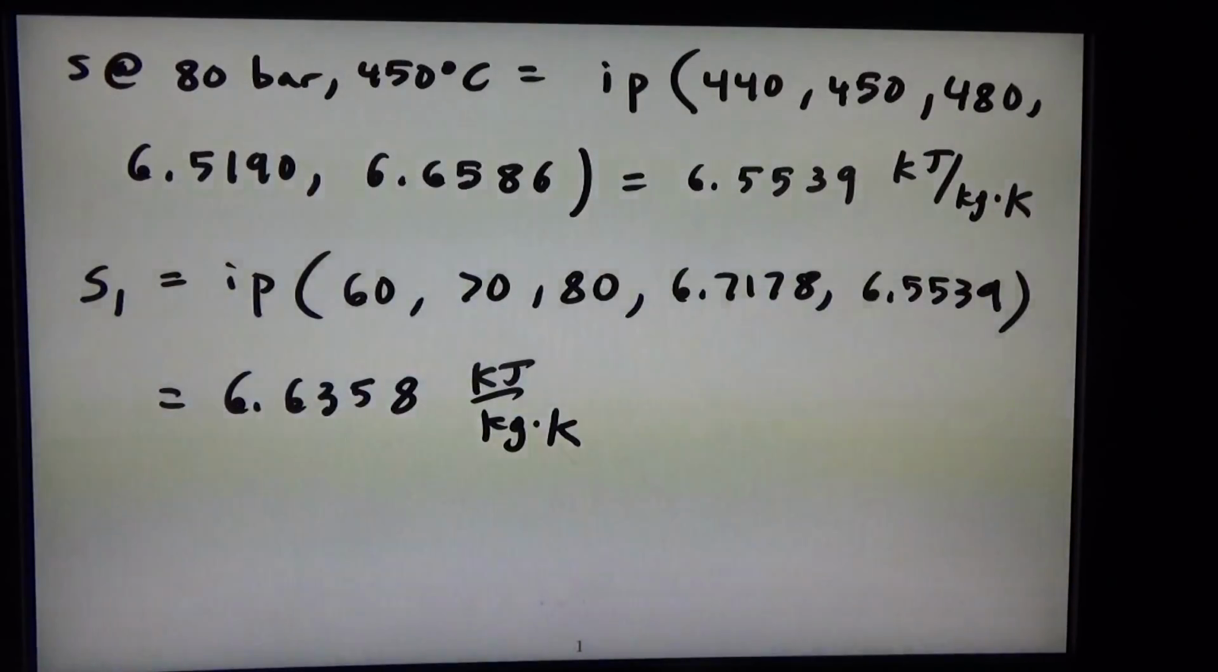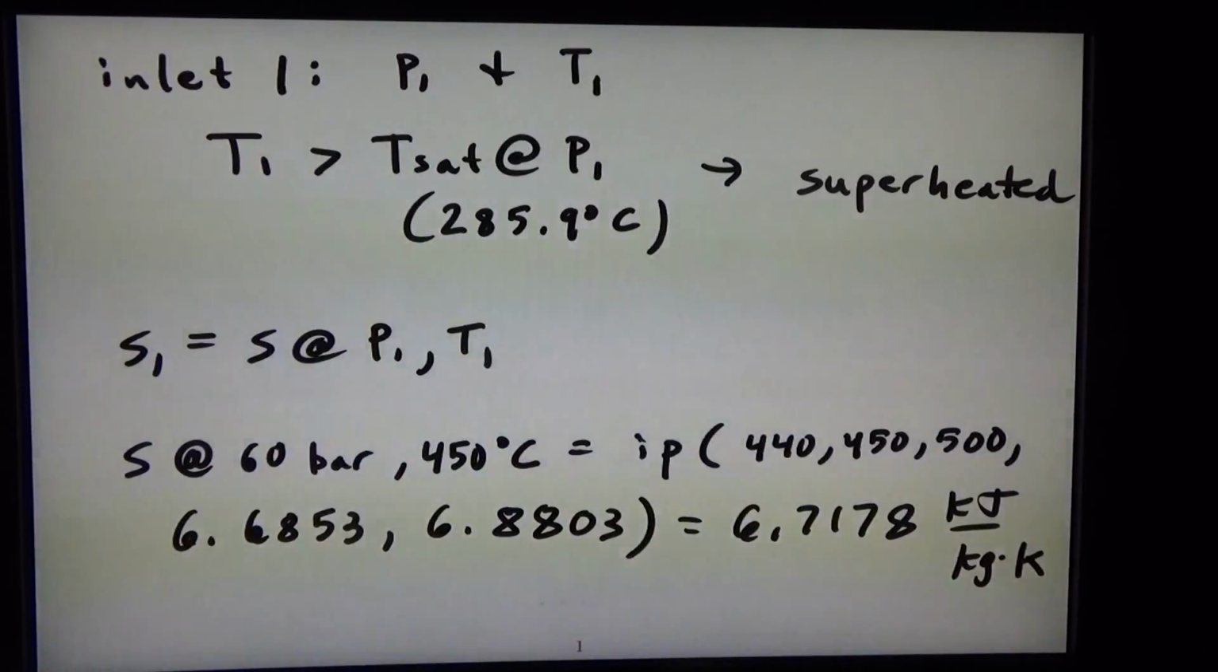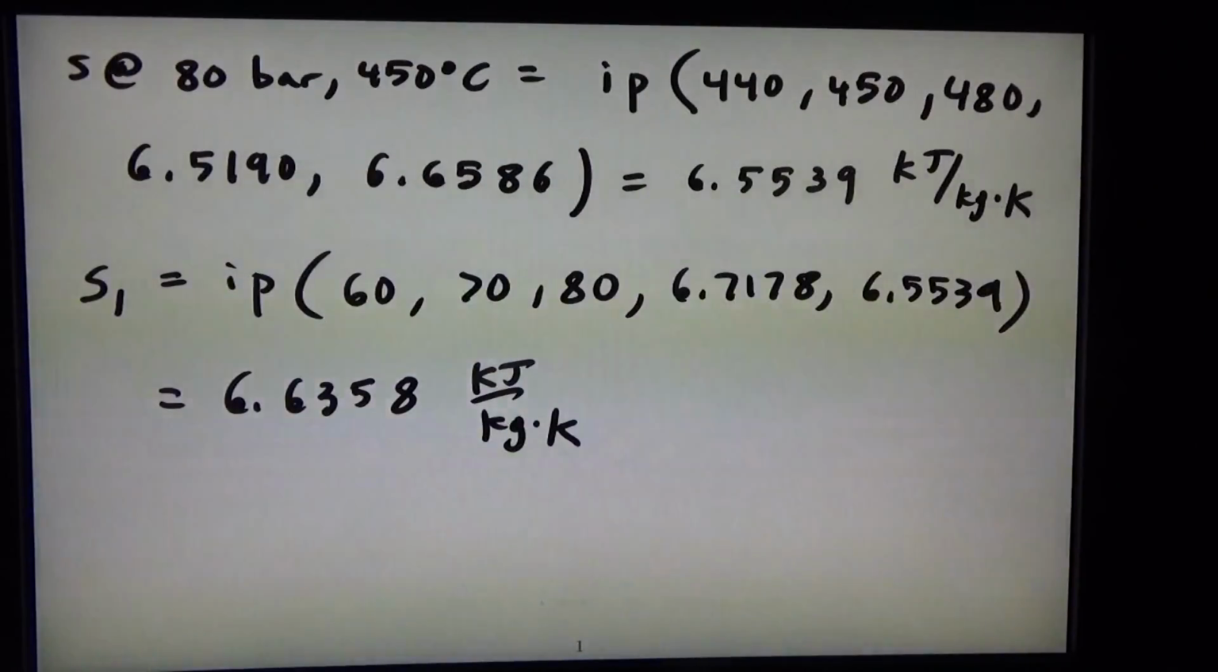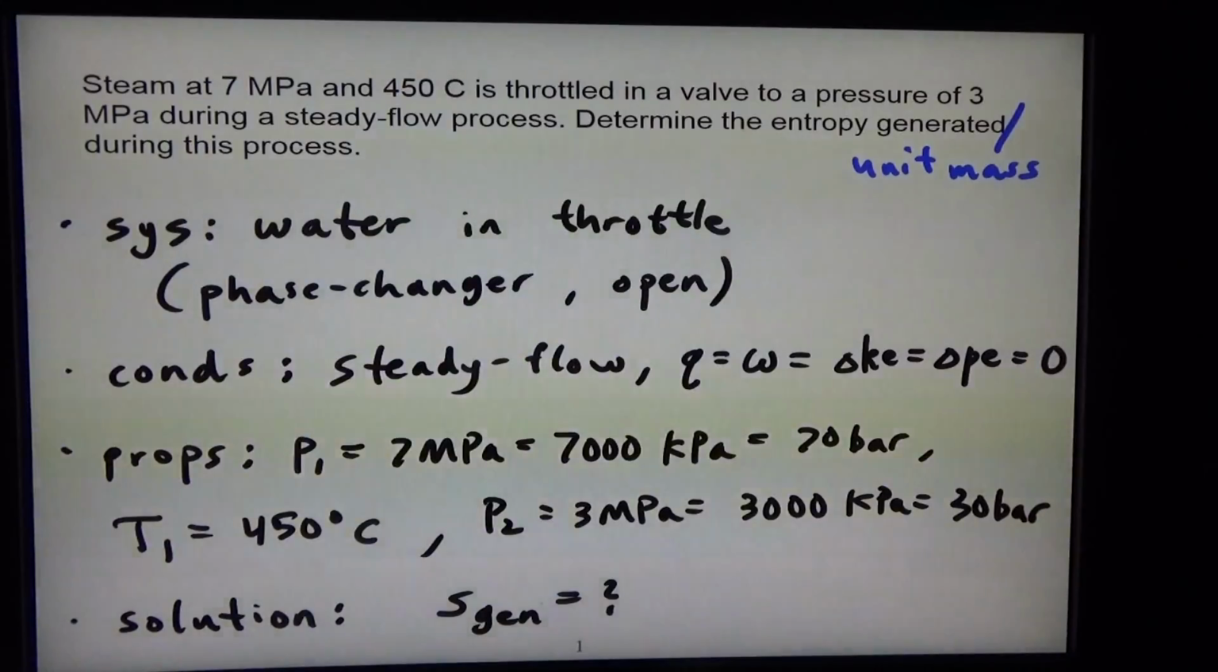Now we can go to the exit and try to get S2. So at the exit, we know the pressure only, right? We're only given the pressure is 30 bar at the exit. So how do we get another property at state 2? I'll let you think about it for a second.